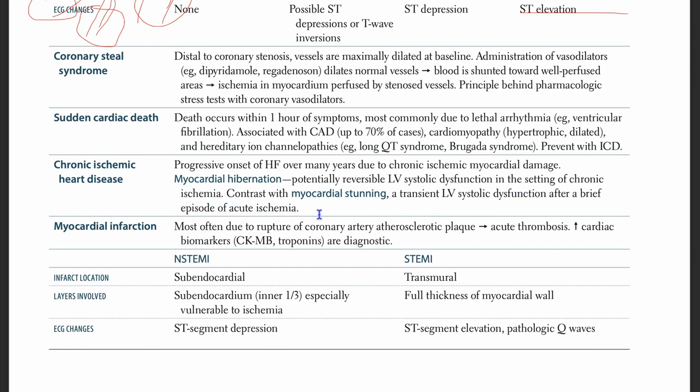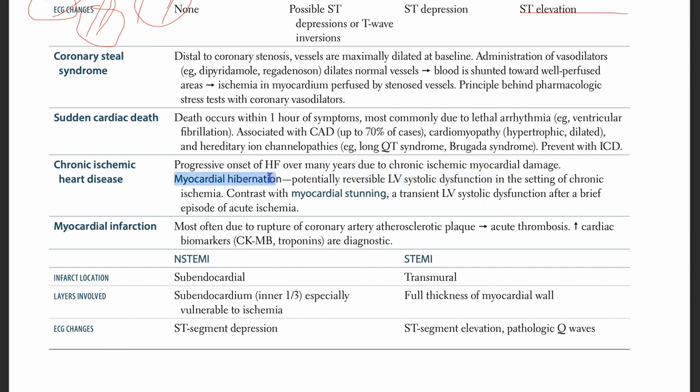Okay, so chronic ischemic heart disease is just progressive onset of heart failure over many years due to chronic ischemic myocardial damage. This is an important concept right here, myocardial hibernation. So what is it? It's a potentially reversible left ventricular systolic dysfunction. Okay, so the dysfunction can be reversible.